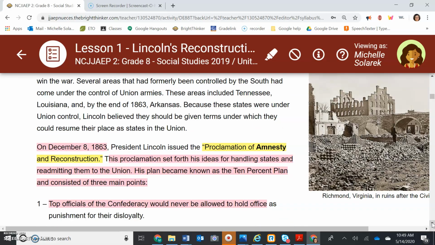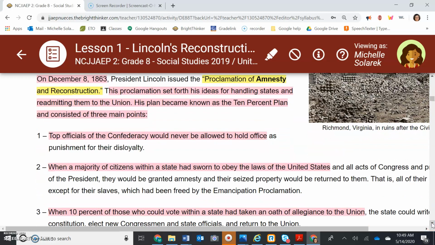Okay, so on December 8th, 1863, President Lincoln issued what? And this is question number 6. What did President Lincoln issue on December 8th, 1863 that listed his ideas for letting the states back into the Union? And it was his Proclamation of Amnesty and Reconstruction. So that's quite a bit to write, so I'm just going to leave it right up there at the top of the screen for you.